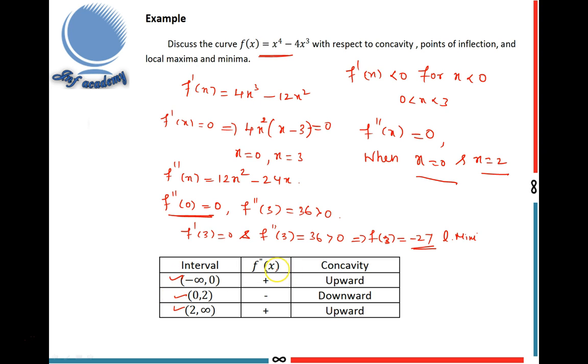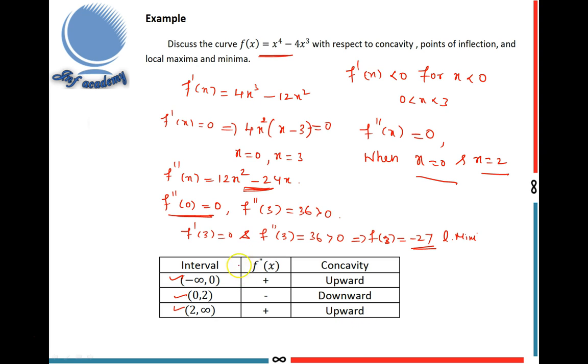Now I check whether f double dash of x is greater than 0 or less than 0. In the interval minus infinity to 0, f double dash of x is always positive. So the concavity is upward, concave upward. In the interval 0 to 2, f double dash of x is always negative. Substitute values from 0 to 2 in f double dash of x, I got negative. So this is concave downward. Next, in the interval 2 to infinity, I got the sign plus, so it is concave upward.